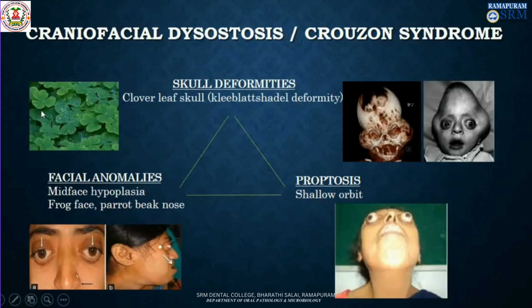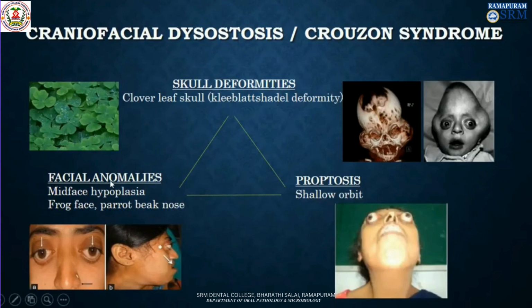So this is how a clover leaf will look like. And similarly, when the skull is trilobate, we call it a clover leaf skull, and it's also called Kleeblattschädel deformity. And the patients with the syndrome may also have proptosis, that is the protrusion of the eyes. This is because of the shallow orbit.